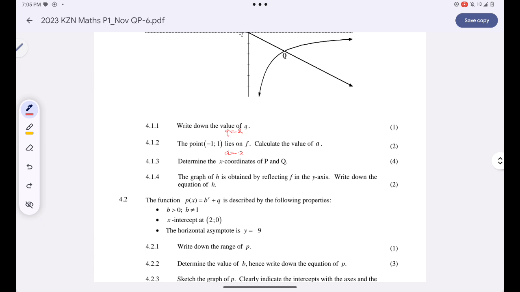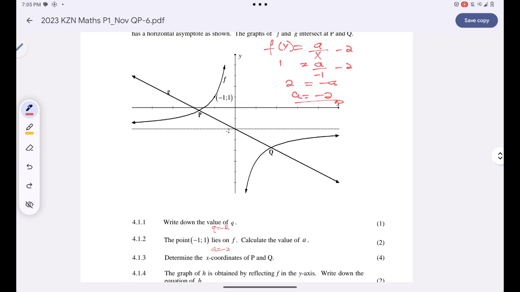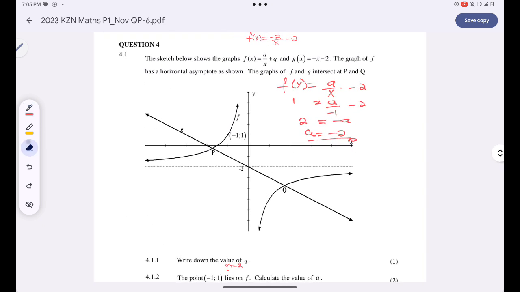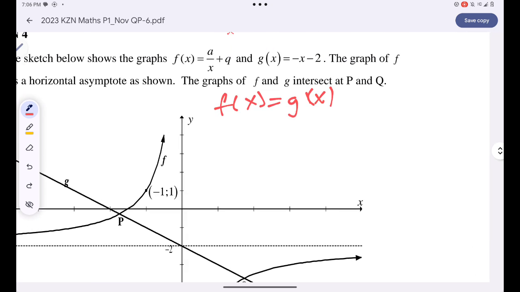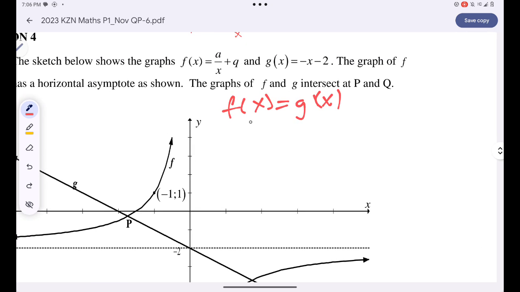4.1.3, I'm supposed to determine the coordinates of P and Q. P and Q are the points of intersection of the two graphs. For me to find the point of intersection, I must always equate the two graphs. So I'll simply take the graph of f of x, equate it to the one of g of x. And this will give me -2 over x minus 2 being equal to -x minus 2.